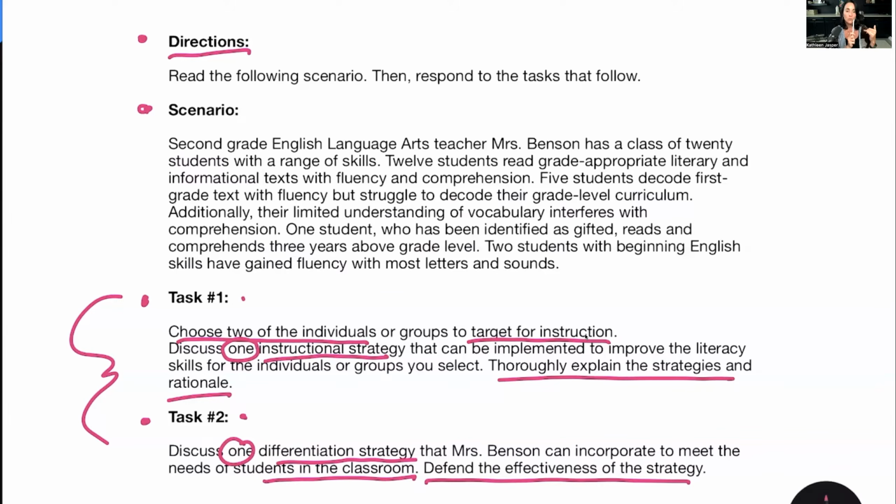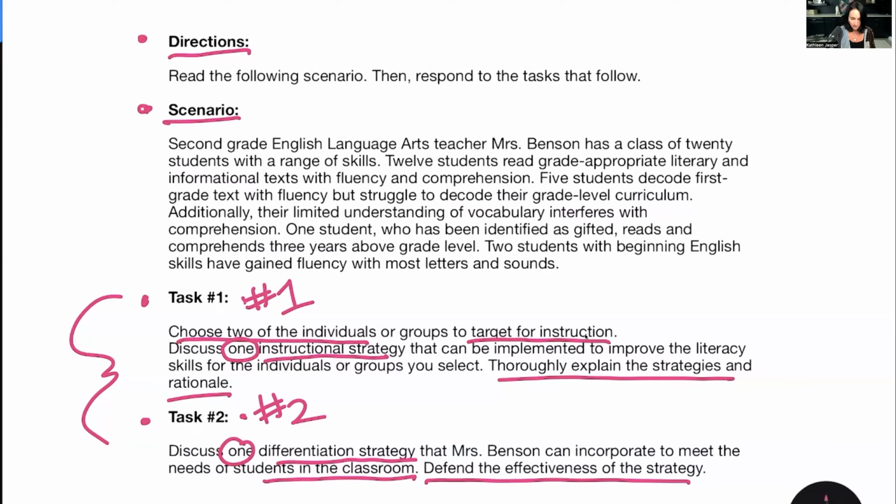I need to target some students, and then I need to figure out how to differentiate for everyone in the class. Now I'm going to actually structure this in 2 paragraphs. Task number 1 is going to be its own paragraph, and task number 2 is going to be its own paragraph, okay? All right, let's go ahead and read the scenario and see what we're working with here now that we have the task in our minds and we know exactly what we're supposed to do.